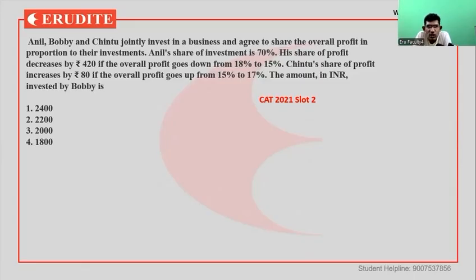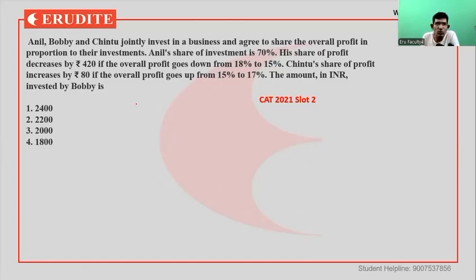So it says his share of profit decreases by rupees 420 if the overall profit goes down from 18% to 15%. Chintu's share of profit increases by rupees 80 if the overall profit goes up from 15% to 17%. The amount in rupees invested by Bobby is what? So I can see it's a mere percentage question with no twists and turns involved. So treat it as a mere percentage question and execute it.